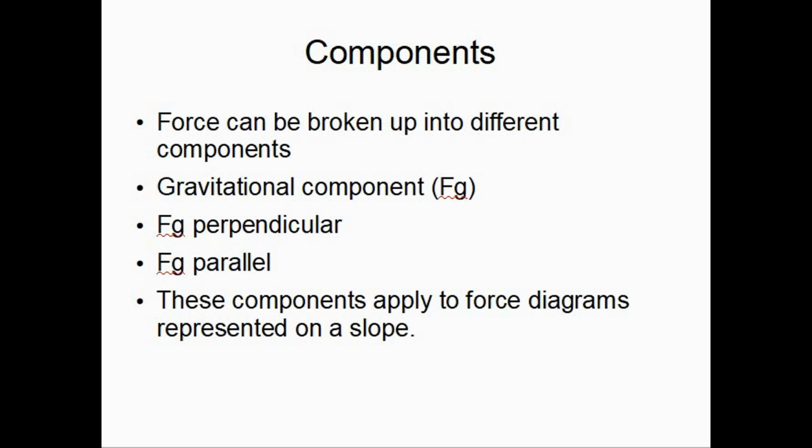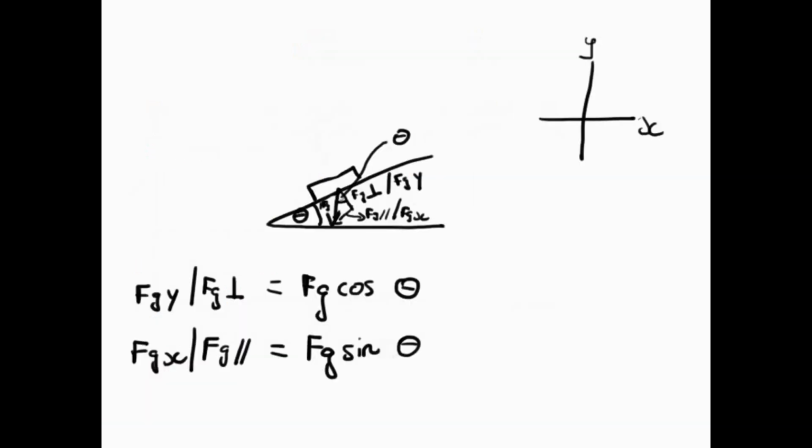So let's have a look at how those look. I've drawn an object on the slope for you, a block that is sliding down a slope which is at an angle of theta. Here is my angle, theta. If I draw the block and just a small piece of the surface, there we go.